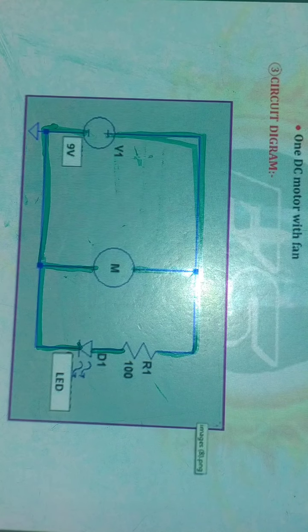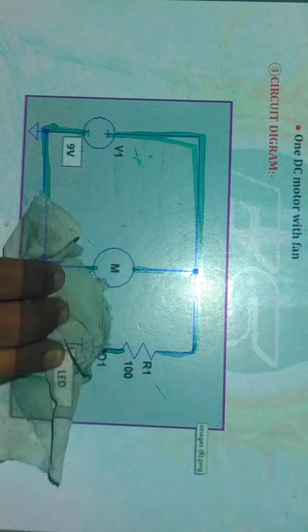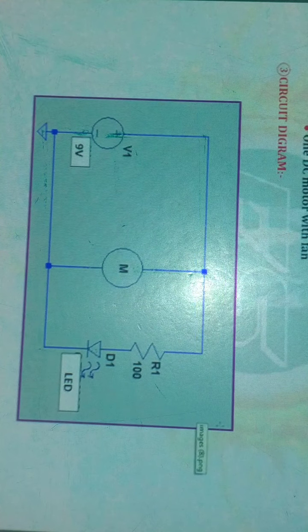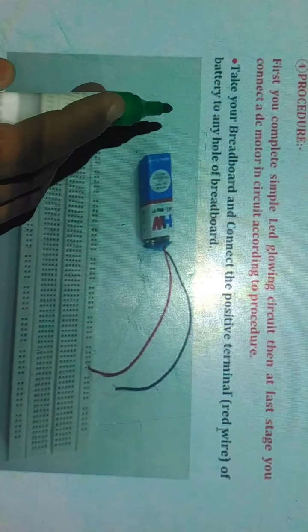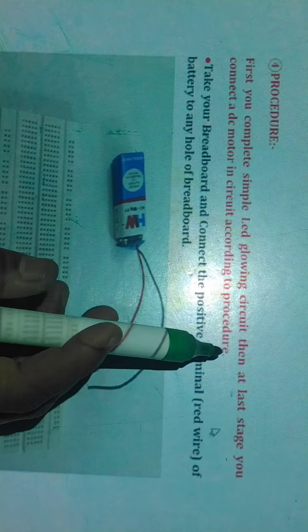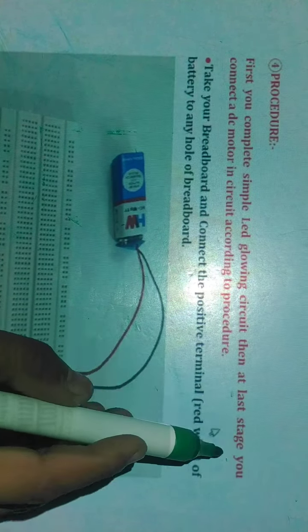Now let us move towards our process, how to design this circuit on breadboard. This is the procedure. First you complete the simple LED glowing circuit, that is your practical number 1, and then at the last stage you connect the DC motor in the circuit according to the procedure.